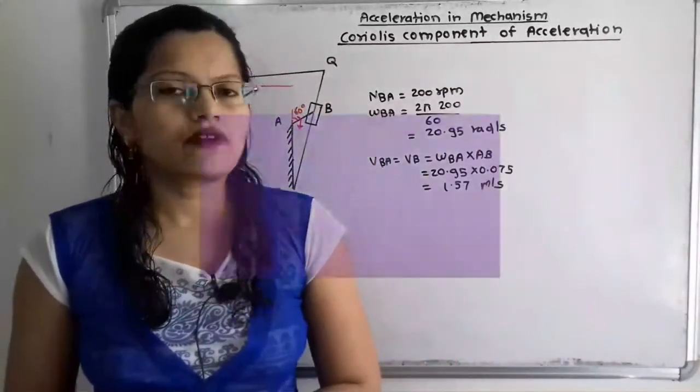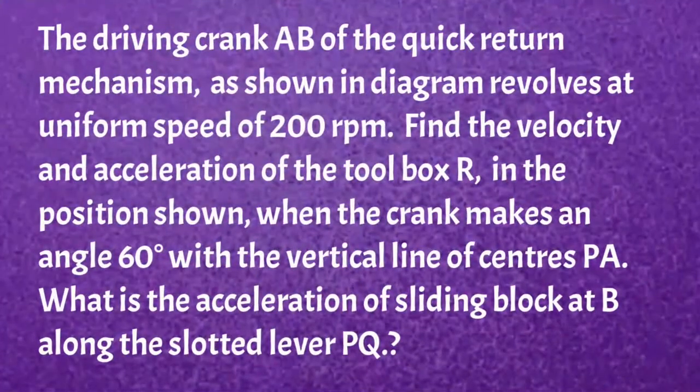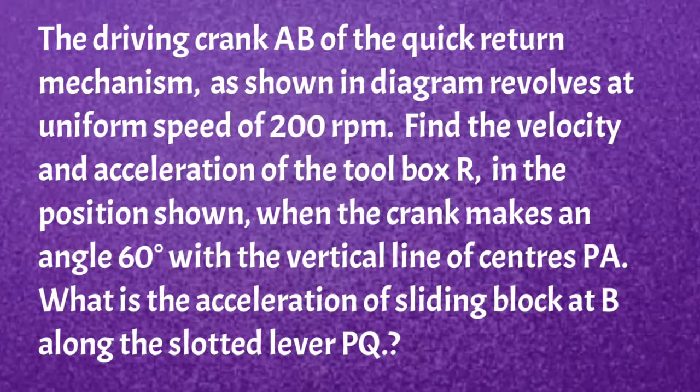First, I will read the given problem. The driving crank AB of the quick return mechanism as shown in the diagram revolves at uniform speed 200 rpm. Find the velocity and acceleration of the tool box R in the position shown. When the crank makes an angle of 60 degrees with the vertical line of center PM, what is the acceleration of sliding of the block B along the slotted lever PQ? So this was the given question.